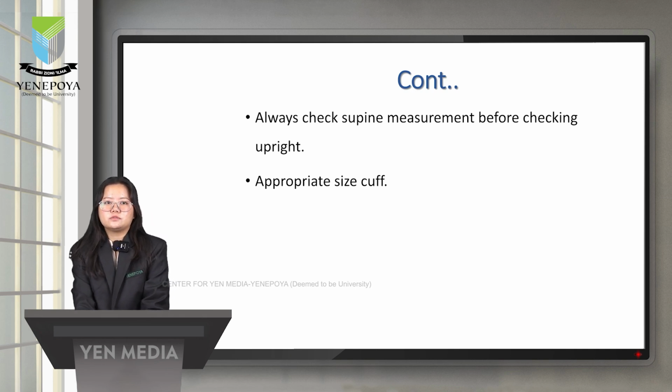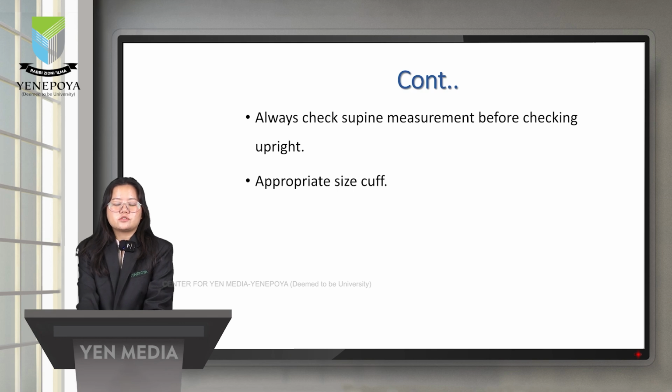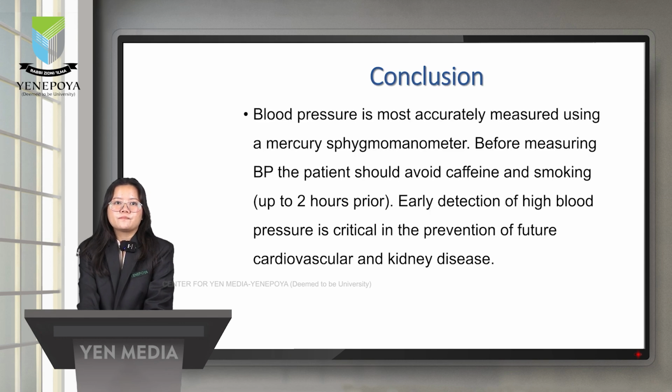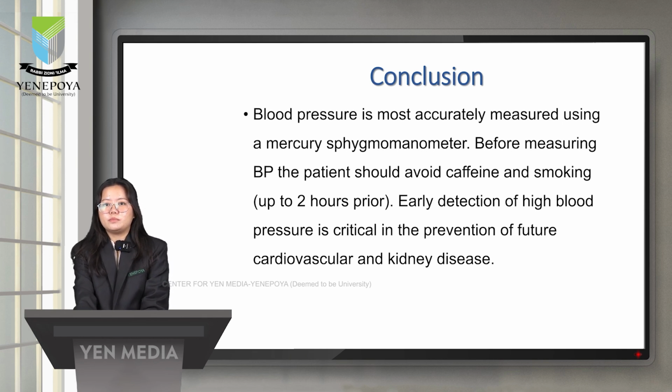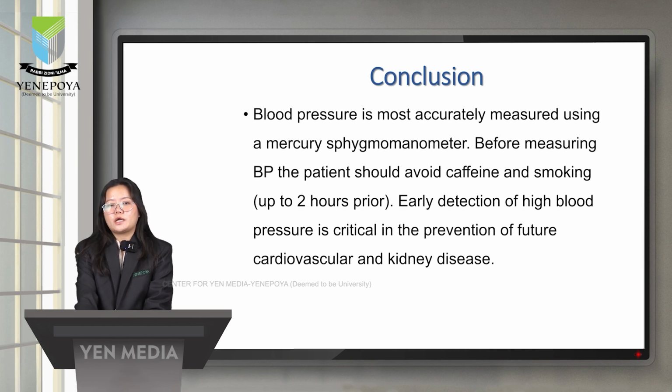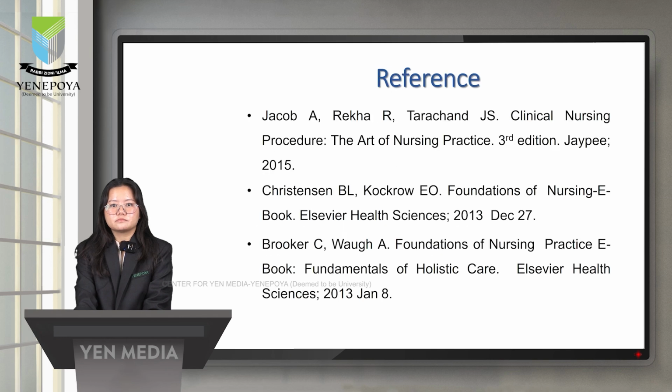Now we have come to the end of the session, so I will be concluding the topic. Blood pressure is most accurately measured using the mercury sphygmomanometer, that is the blood pressure monitoring machine. Before measurement of BP, the patient should avoid caffeine or smoking for 2 hours prior. Early detection of high blood pressure is critical in prevention of disease conditions like cardiovascular conditions or kidney diseases and so on. Thank you.